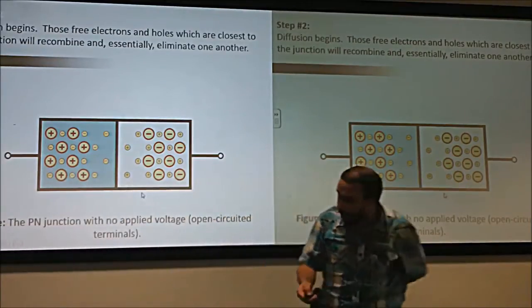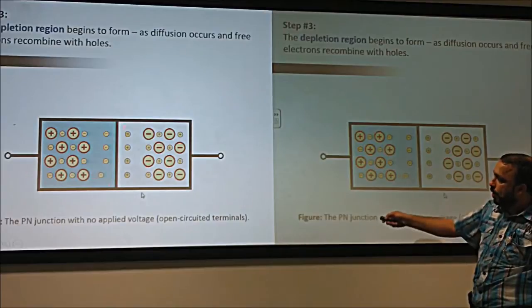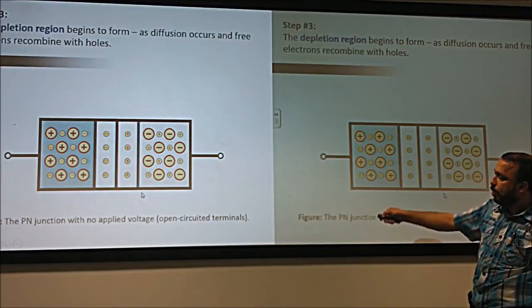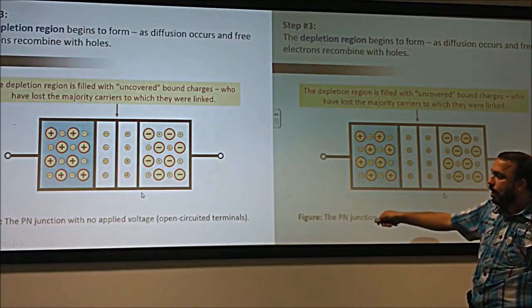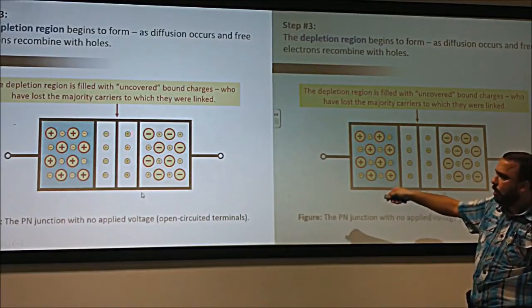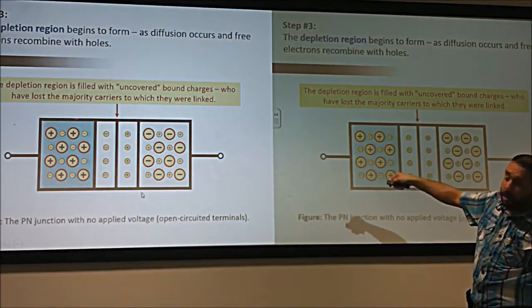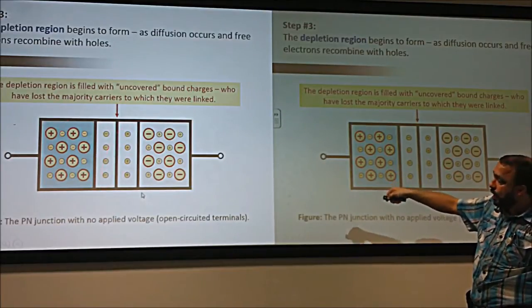So basically, we will have a scenario where on this side and on this side, we have two different charges. On this side, we have uncovered what? We have uncovered the donors, yes or no? That are positive. And here we have uncovered what? The acceptors that are negatively charged.